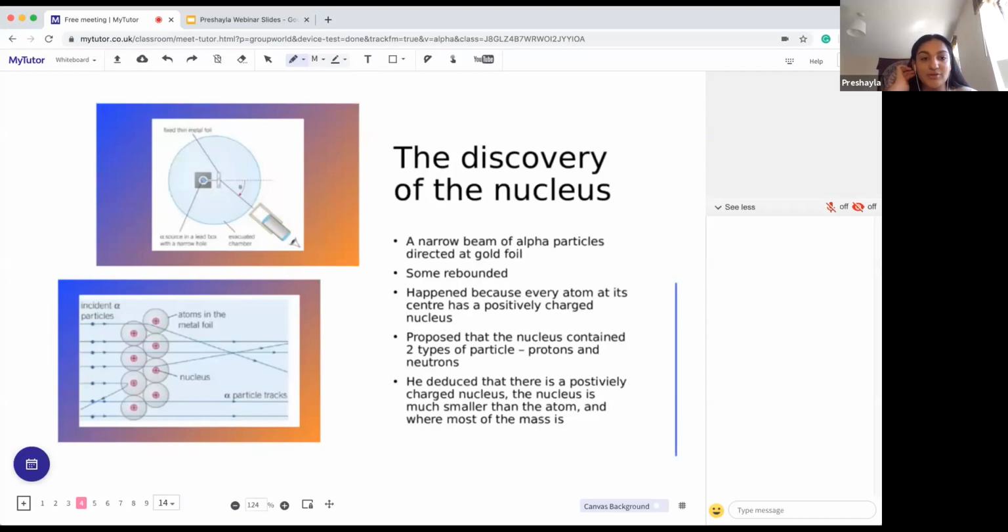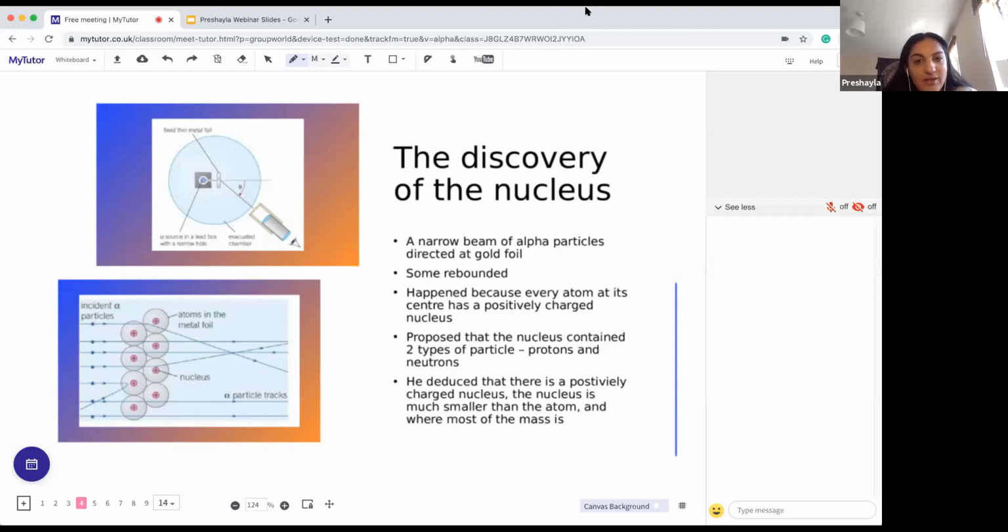He shot a beam of alpha particles at a thin sheet of gold foil, and he expected all of them to pass through, because it's just like paper, it's quite thin, and he expected them to be able to pass through it. However, some of them rebounded. Some of them came back off of the foil. So he was confused as to why this would have happened.